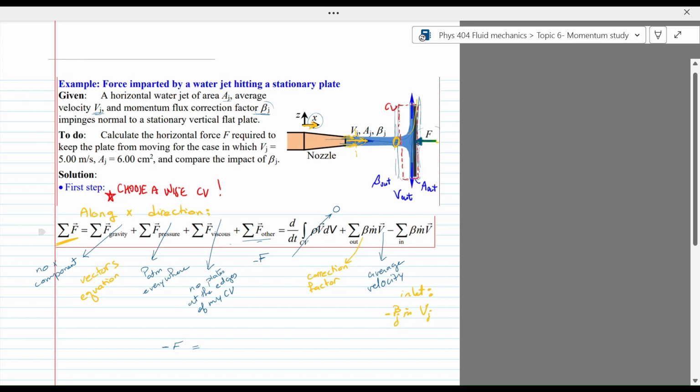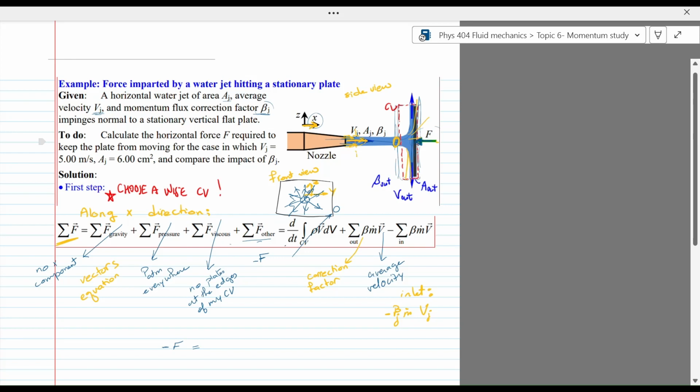Here I have several outlets. Actually, the water is splashing in all directions across the plate. Here I can see a side view, but if I look at a front view in which I have the z and y directions, my plate actually will look like this. This is my plate, and my water, which is going through this inlet, is going and splashing in all directions across the plate. So it's basically radially outwards.